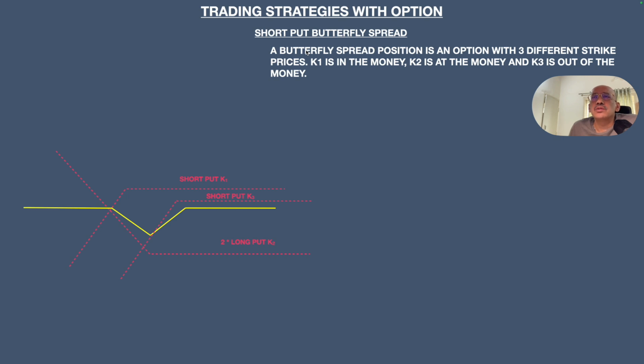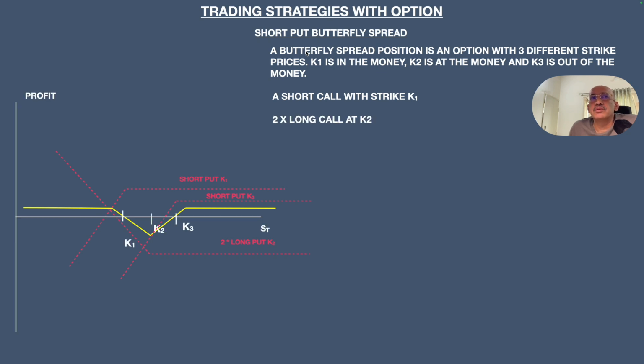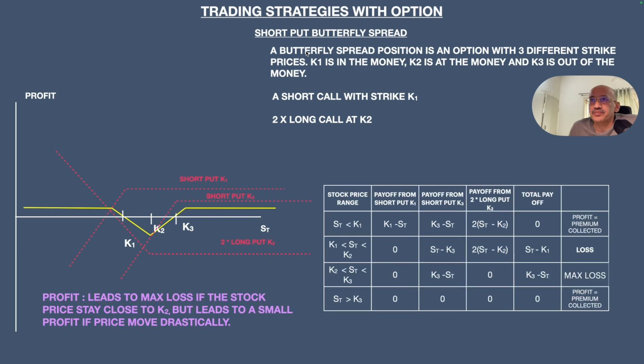Here also, the condition will remain the same. That is, K1 is in the money, K2 is at the money, and K3 is out of the money. All right. Now, there will be a short call at strike K1. Then there will be two long calls at K2, and there will be one short call at strike price K3.